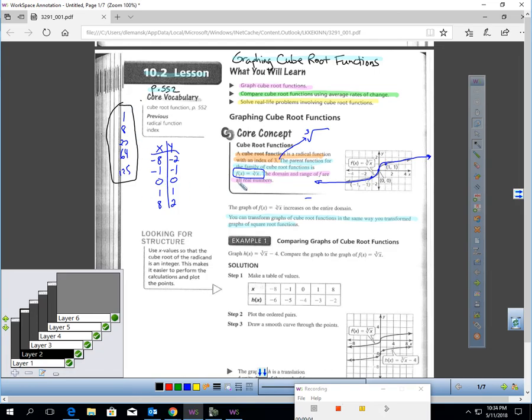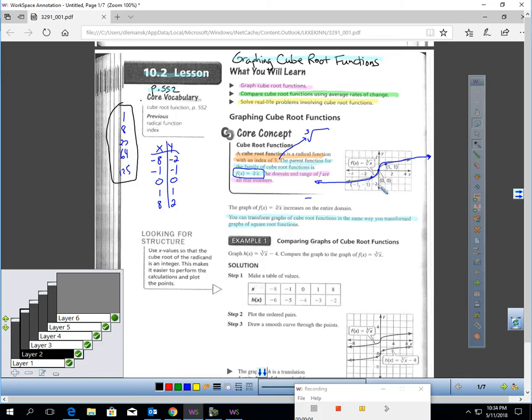These are your perfect cubes. So you want to plug perfect cubes in for x. So if I plug in 0, the cube root is 0, because 0 times 0 times 0 is 0. If you plug in 1, the cube root of 1 is 1. If you plug in 8, the cube root of 8 is 2. 2 times 2 times 2 is 8. And if you use the opposite values, it will give you the opposite response.